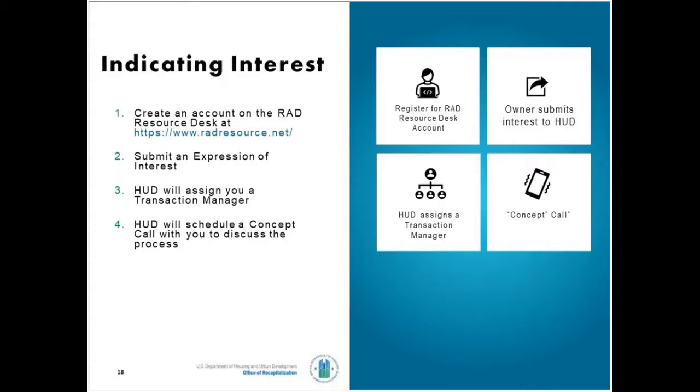Indicating interest. How will the Office of RECAP know that you're interested in converting your Mod Rehab contract or Rehab SRO contract to either a project-based voucher contract, PBV, or a project-based rental assistance contract? Well, the first step is that you will create an account on the RAD resource desk at radresource.net. Once you have created this account, you will submit an expression of interest, and this expression of interest will let the Office of RECAP know that you want to convert your current contract to a PBV or PBRA contract.